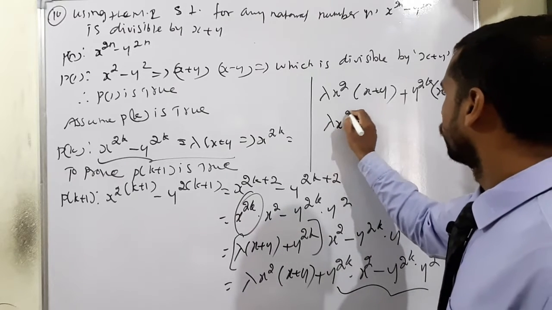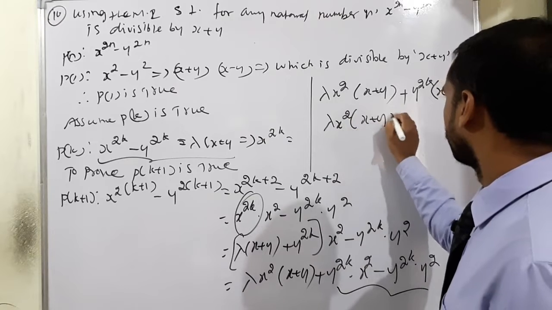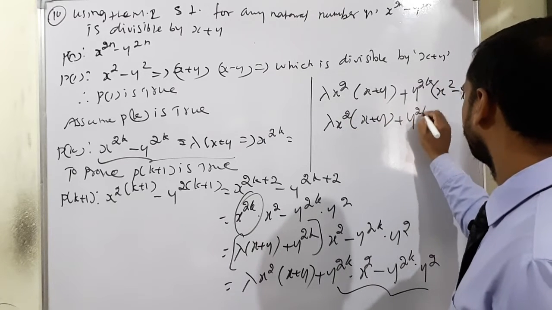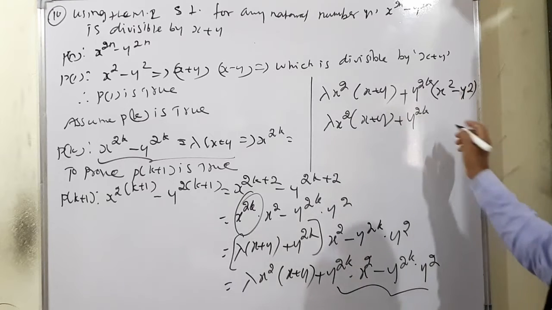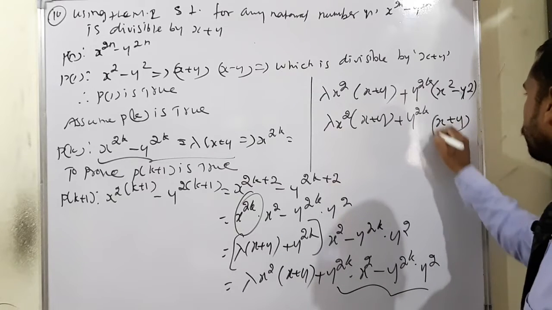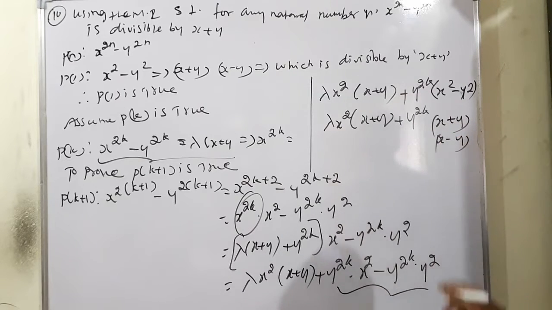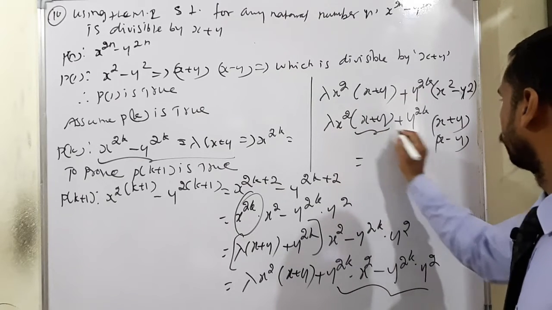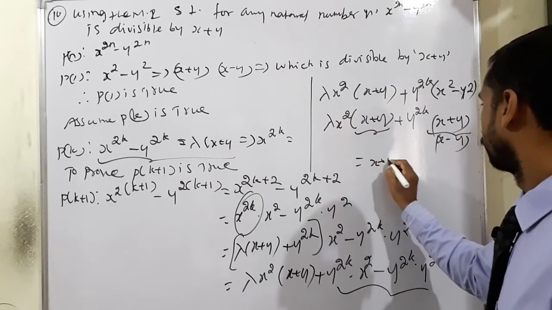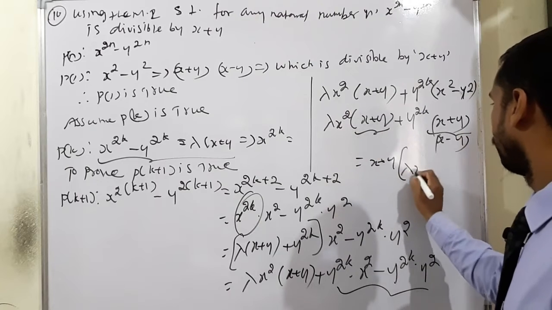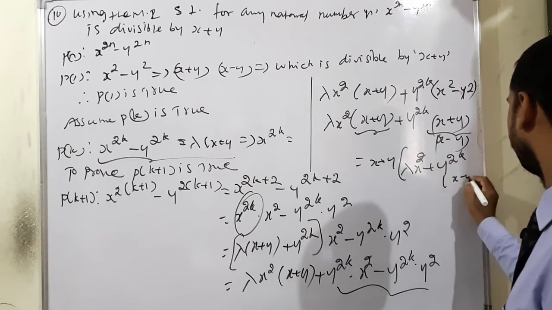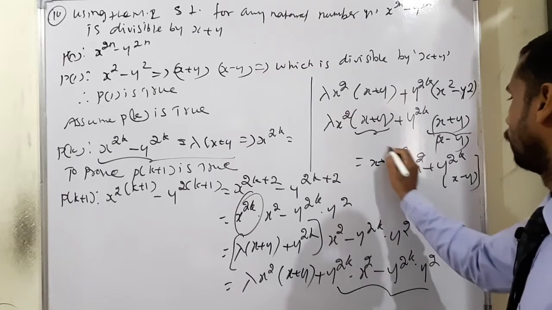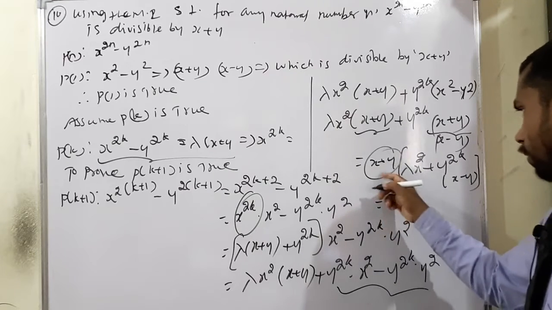So lambda into x square inside x plus y to the power 2k. What is the meaning? x square minus y square is of the form a square minus b square, which is a plus b into a minus b. Therefore we can write it x plus y into x minus y. Then take x plus y common. So x plus y outside, and inside lambda into x square plus y to the power 2k into x minus y. Now we can say which is divisible by x plus y.